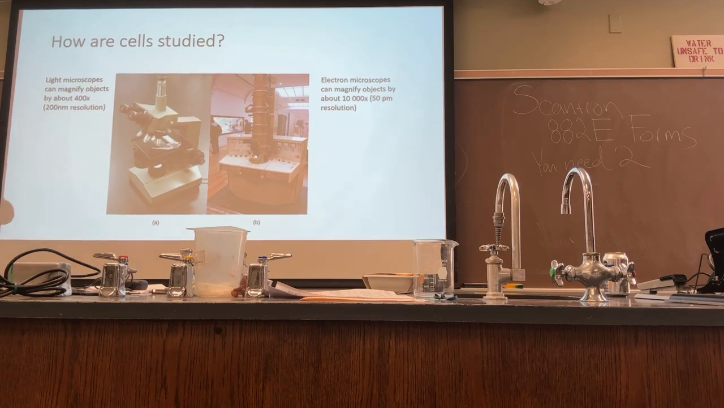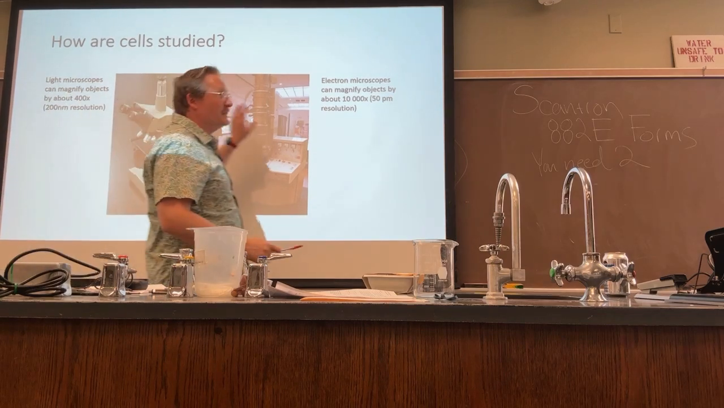Resolution has to do with how close 2 points can be together, and you can still tell that they are separate points. So this means that with light microscopy, 2 points can be 200 nanometers apart, and you can tell that they are separate points. Does that sort of make sense? If they're any closer, they look like 1 point.